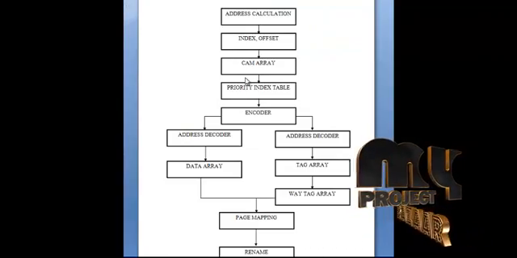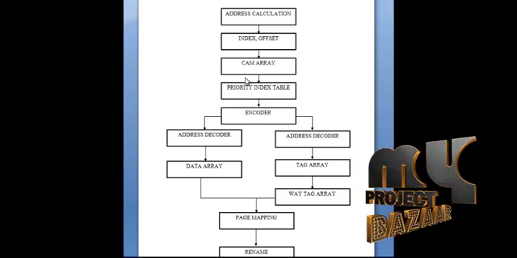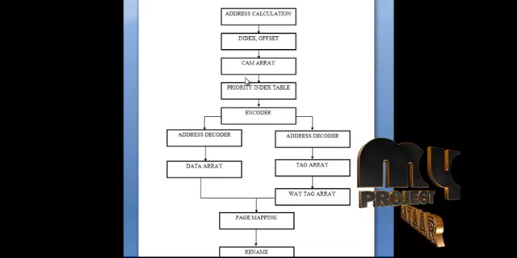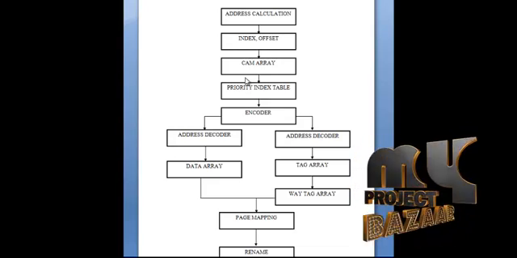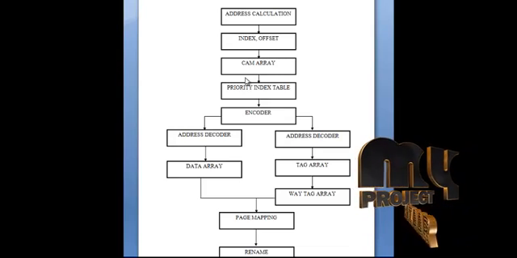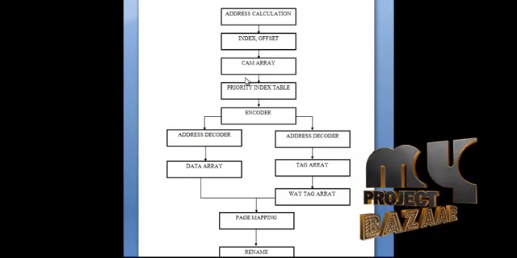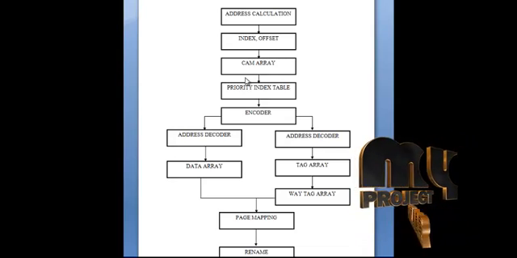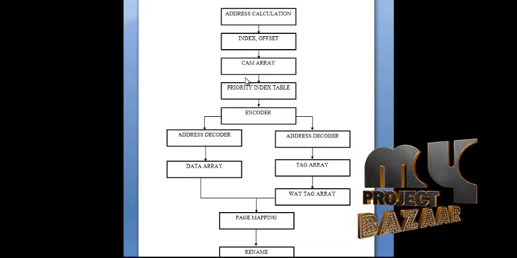Now we are going to discuss the flow diagram of our process. Our flow diagram represents the flow of our processor. First of all, we give the input to the address calculation, then we generate the index and offset, then we give the input value to the CAM array, and the array converts it into a priority index table. Then finally we pass the input into the encoder.